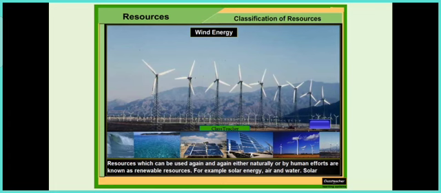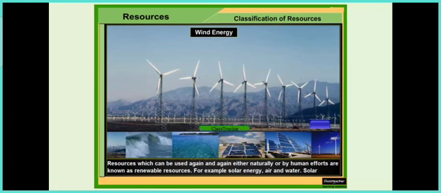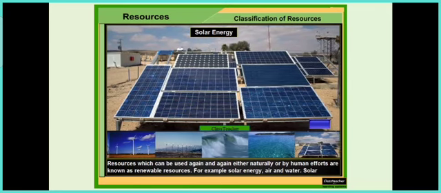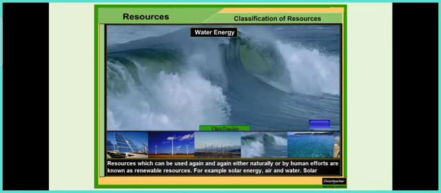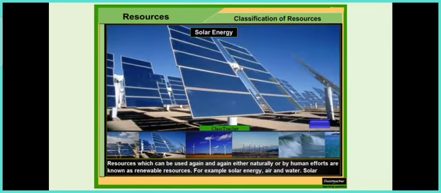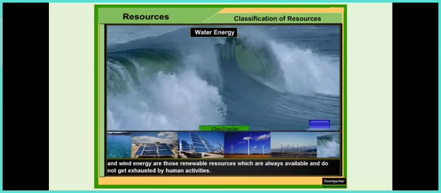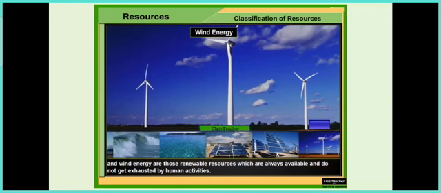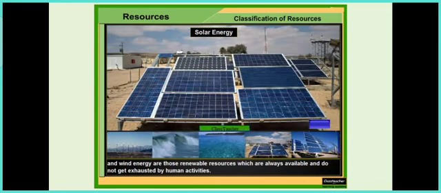Renewable resources. Resources which can be used again and again either naturally or by human efforts are known as renewable resources. For example, solar energy, air and water. Solar and wind energy are those renewable resources which are always available and do not get exhausted by human activities.